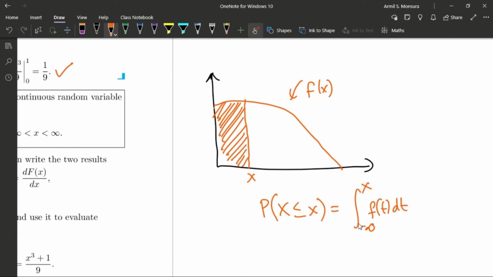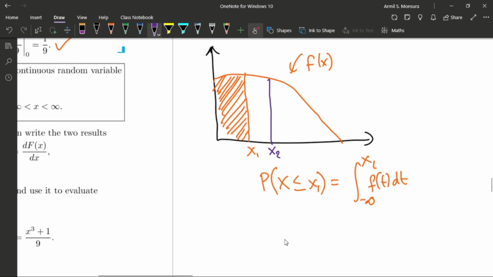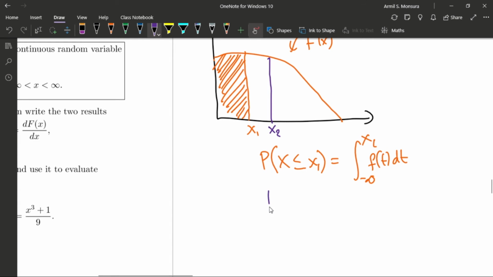Now, pwedeng i-adjust yan. Say, let's call this x1. So x1 to. I-adjust natin yan to find the second interval for your cumulative distribution function. So let's have this one. Say dito, yung area na yun. So we will have x2. So now, we can actually find the probability that your x assumes a value that is less than x2.